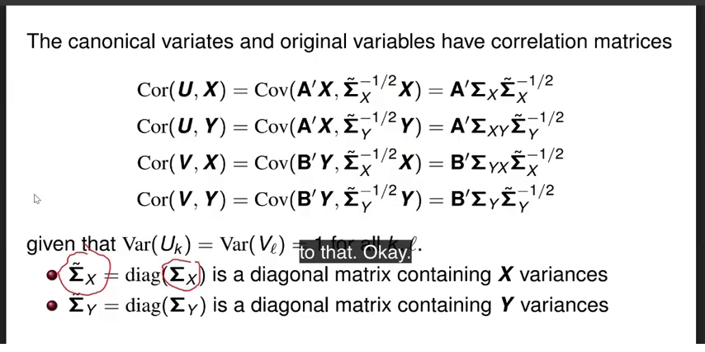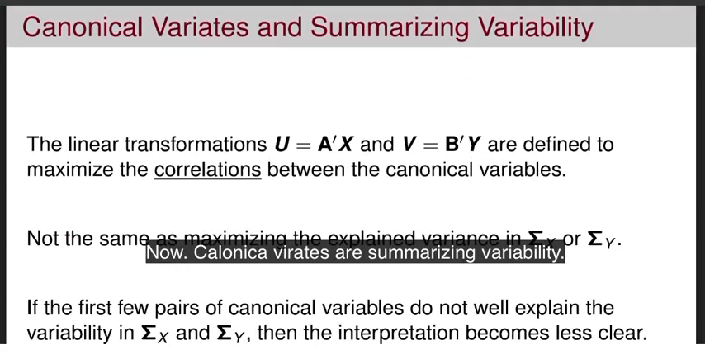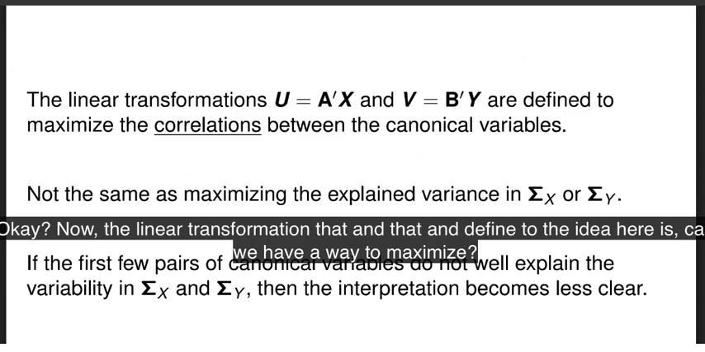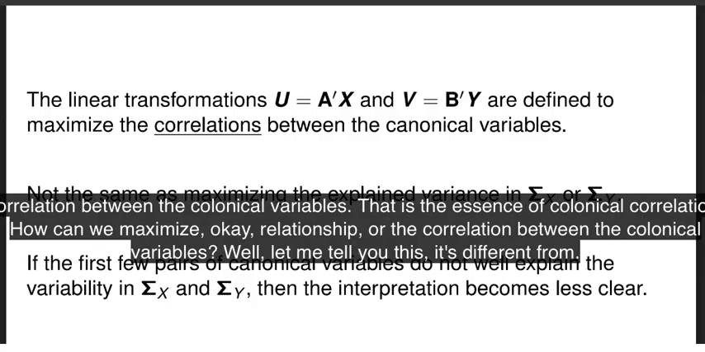Now, canonical variates are summarizing variability. The idea here is, can we have a way, through a linear transformation, to maximize the correlation between the canonical variables? That is the essence of canonical correlation. How can we maximize the relationship, or the correlation, between the canonical variables?